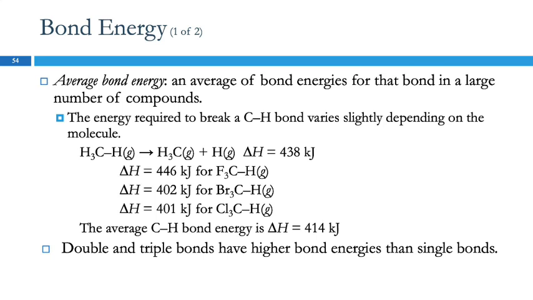And then it kind of makes sense. A double bond is going to be stronger than a single bond. And a triple bond is stronger than a double bond. So double and triple bonds are going to have higher bond energies than single bonds.